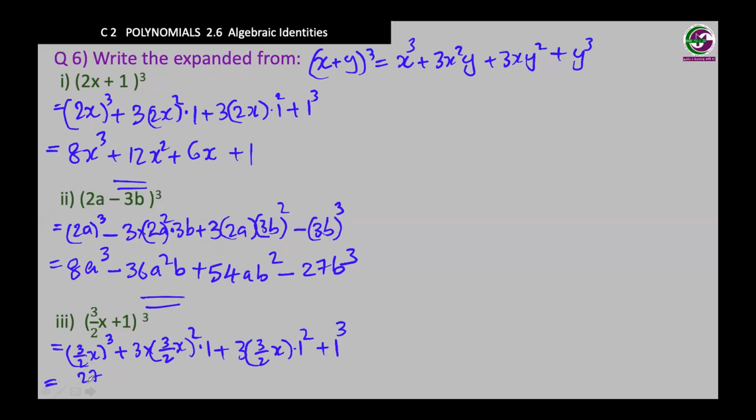27 by 8 x cube plus 9 times 3, 27 divided by 4x square, with 1 is the same number. Again, 1 square will not change. 9 by 2x plus 1. And we can't simplify this anymore. Keep practicing. This will be so easy. There is no hard part in this question at all.